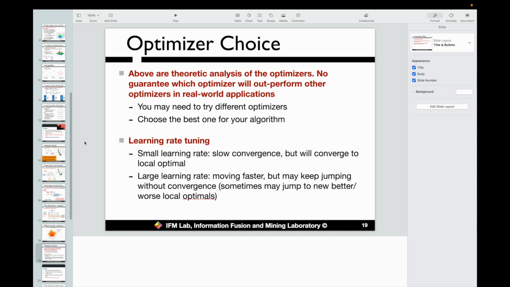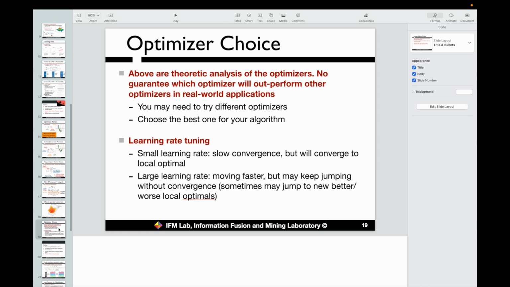Okay, so that's it for this part on the gradient descent variants. Next we'll move to the last part, on the outputs as well as the loss function definition.